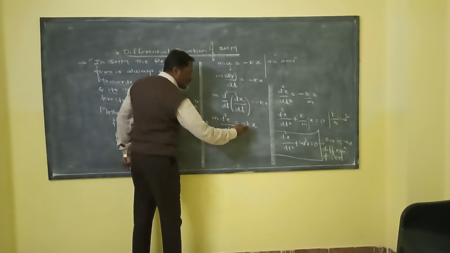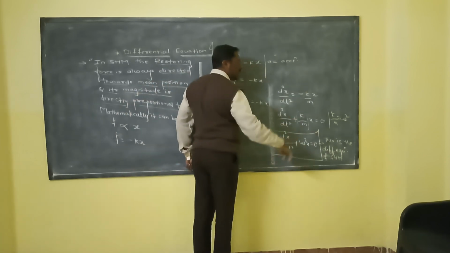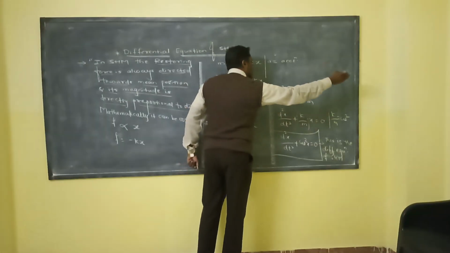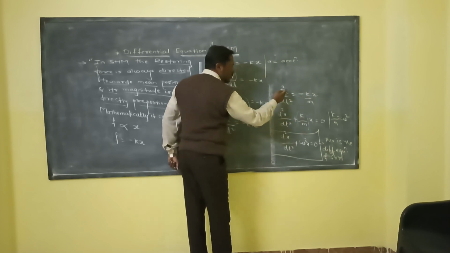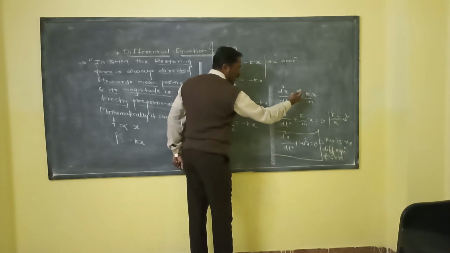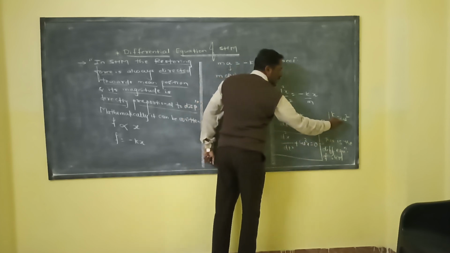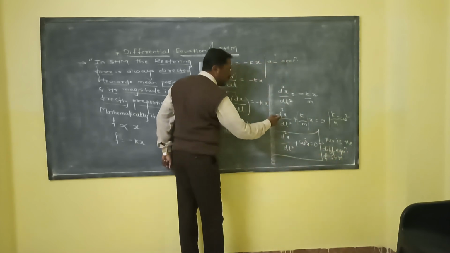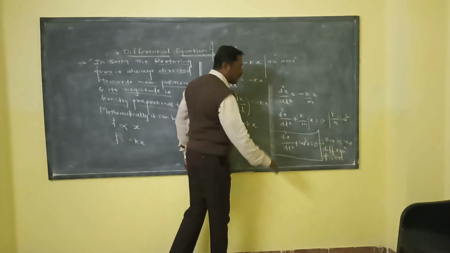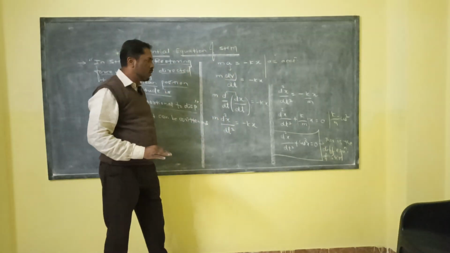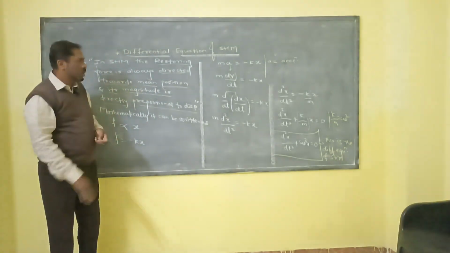D square x by dt square is equal to minus kx. M goes to the denominator, and the negative term goes to the other side, so minus k by m becomes plus. What we get is d square x by dt square plus k by m into x is equal to 0. Put k by m equal to omega square. So it becomes d square x by dt square plus omega square x is equal to 0. This is the general differential equation of SHM.